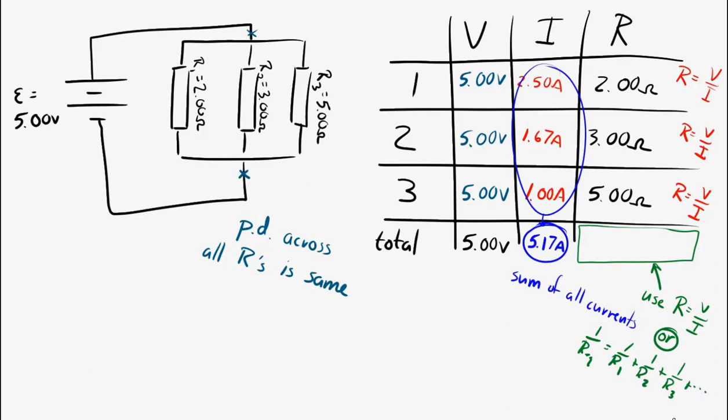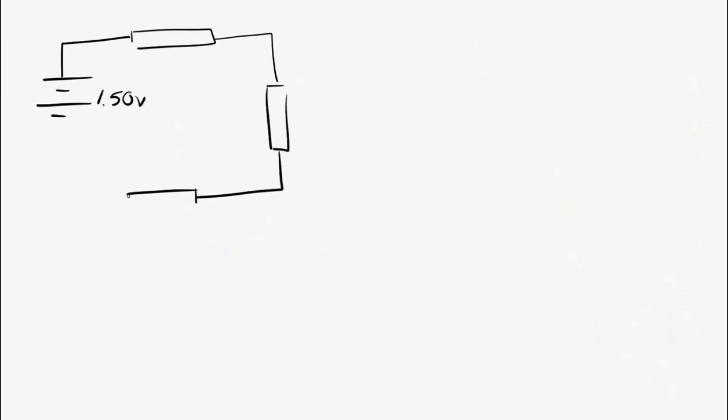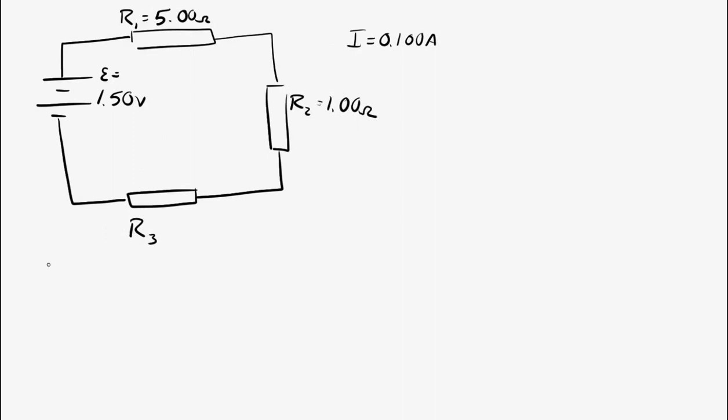Let's look at another example of a series circuit. So I'm going to draw a series circuit here. Here's a battery with an EMF of 1.5 volts. Let's say R2 is 1 ohm, and we don't know what R3 is, but the current through the whole circuit is going to be 0.1 amps. So let's attack this in the same way. Oh, but first, the question that I'm asking. I want to know the potential difference across R2. I want to know what the resistance of R3 is, and I want to know the total resistance in the circuit.